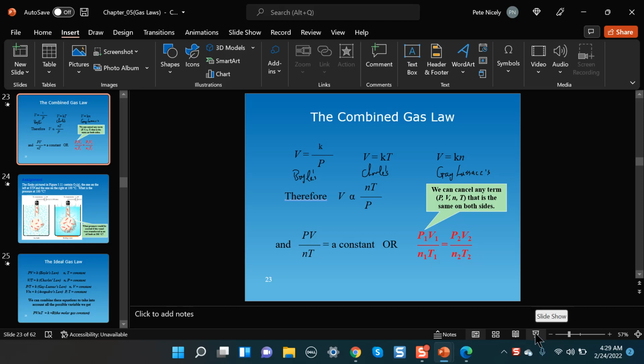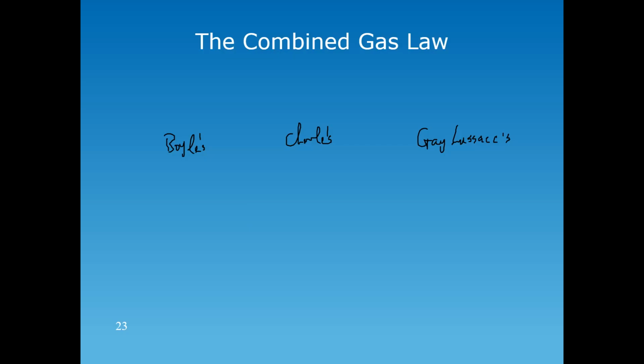So now we're going to look at combining the laws that we have learned so far. We talked about Boyle's law, which relates pressure to volume. We talked about Charles' law, which relates volume to the temperature in Kelvin. And we talked about Gay-Lussac's law, which relates volume to the number of moles. And in each case, we have to keep two things constant.